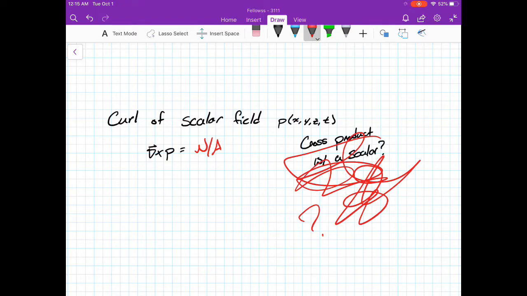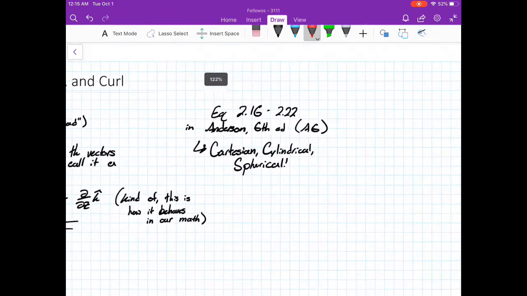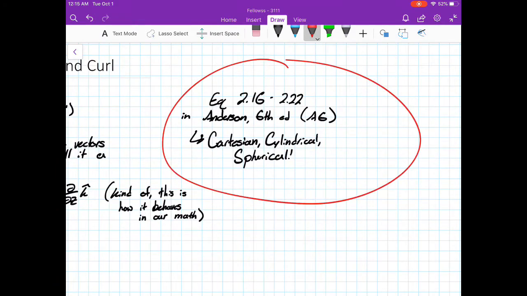And so that's what I have for you. This is the curl, divergence, and gradient of different fields. I've listed out some of the equations in Cartesian coordinates. If you want to find the cylindrical and spherical equivalent equations, I encourage you to check out Anderson. This is the 6th edition I'm using, but equations 2.16 to 2.22 have all those equations in all the coordinate systems that'll be useful for you. Very helpful on a crib sheet, I would say.